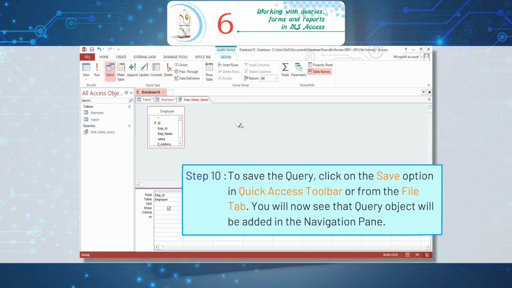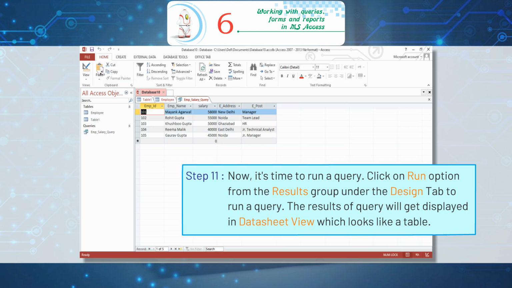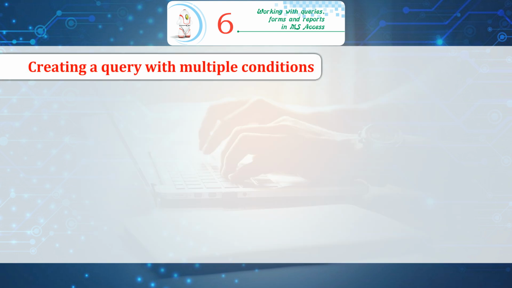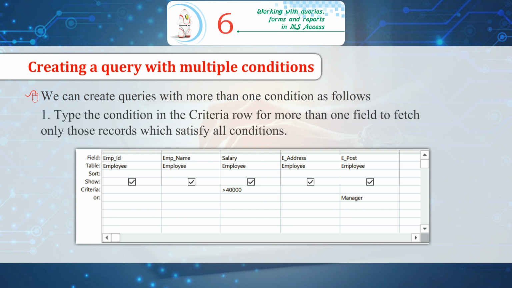You will now see that query object will be added in the navigation pane. 11. Now it's time to run a query. Click on Run option from the Results group under the Design tab to run a query. The results of query will get displayed in Datasheet view, which looks like a table. Creating a query with multiple conditions. We can create queries with more than one condition as follows.